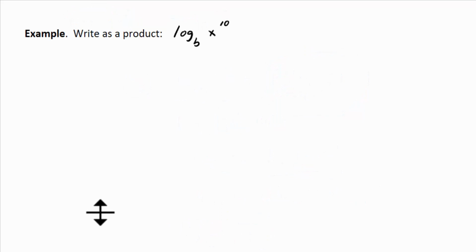How would you rewrite log base b of x to the 10th as a product? In other words, let's make the input just x and rewrite this as a product. What does the power rule say this is equal to? Yep, it's as simple as that. You just bring the 10 down in front and make it a factor. So log base b of x to the 10th is 10 times log base b of x.